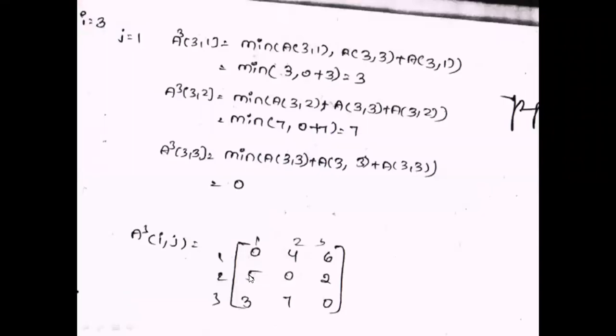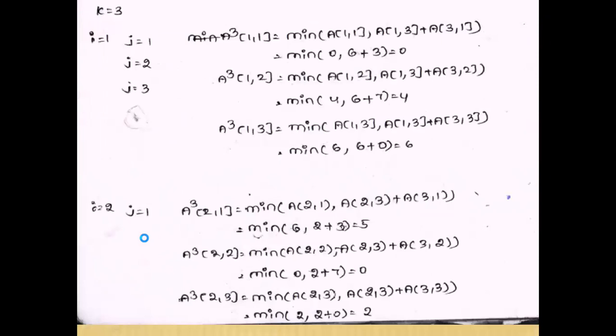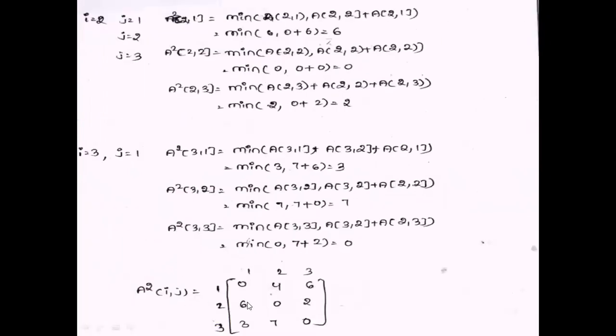So totally you are finding 3 matrices. First one, A cube: we find all shortest paths through intermediate vertex 3. To calculate A cube, we are using the values in A square. A square represents finding the shortest path from i to j, meaning all possible paths through intermediate vertex 2.